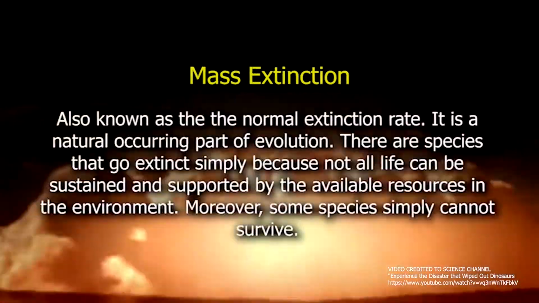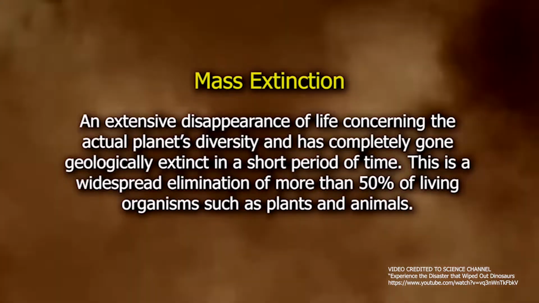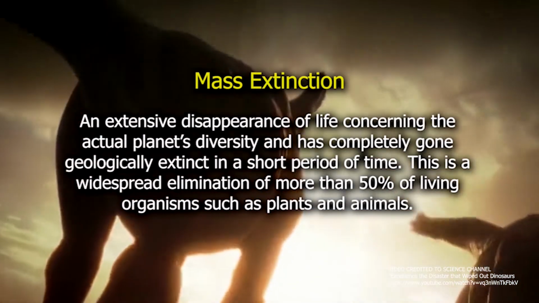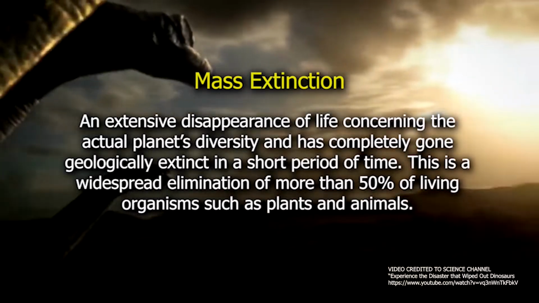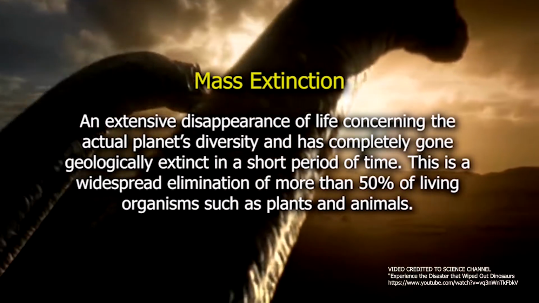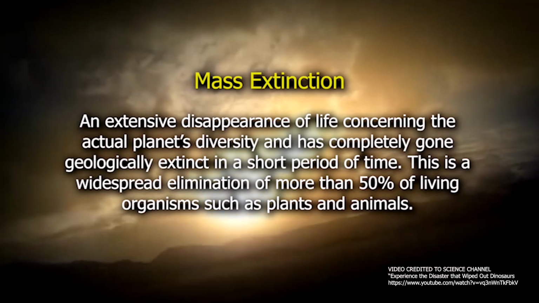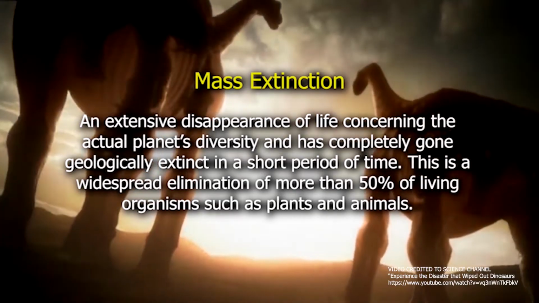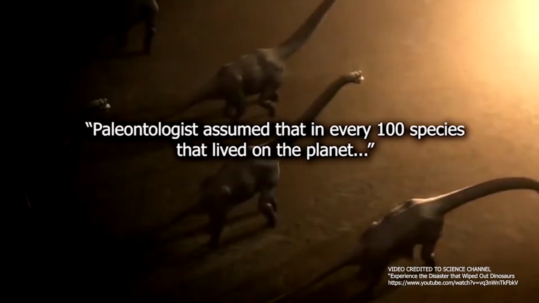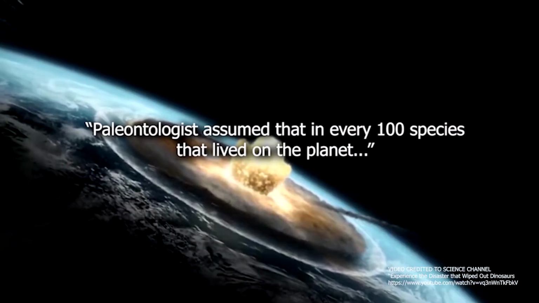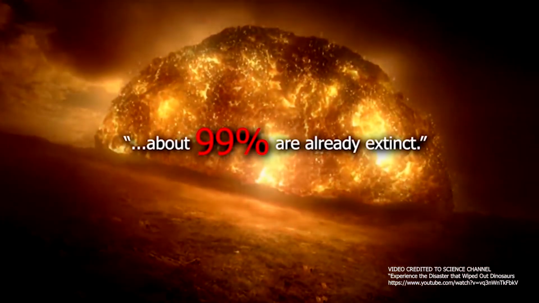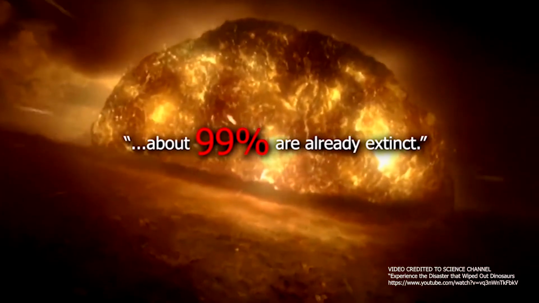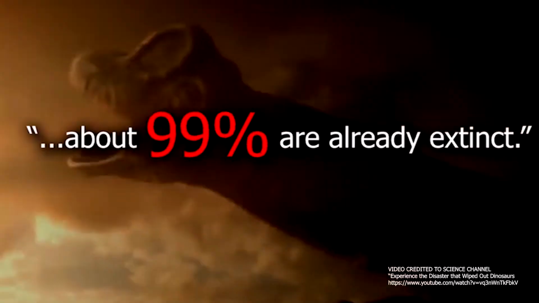While mass extinction is an extensive disappearance of life concerning the planet's diversity, in which species have completely gone geologically extinct in a short period of time. This is a widespread elimination of more than 50% of living organisms such as plants and animals. Paleontologists assume that in every 100 species that live on the planet, about 99% are already extinct. Background extinction has a lower rate of species loss compared to mass extinction.